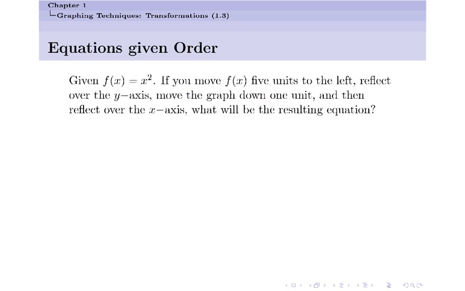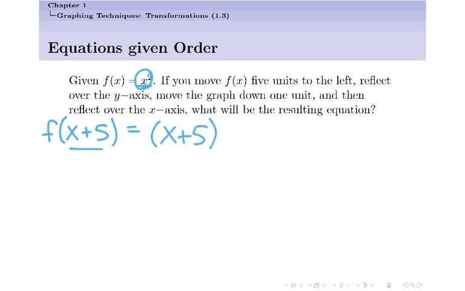For this problem, we're going to start with this as our original function. We want to move it 5 units to the left. So following that rule, this is f of x plus c from the horizontal shift section. Now wherever I see an x in my previous equation, I'm going to replace it with x plus 5, squared.